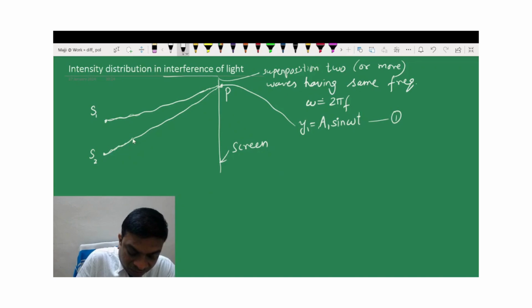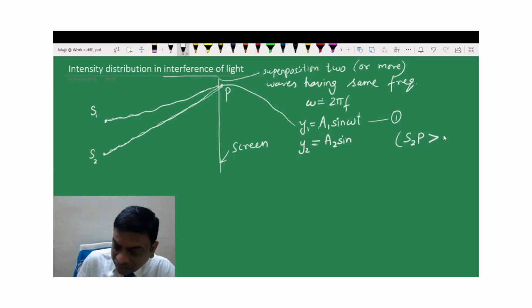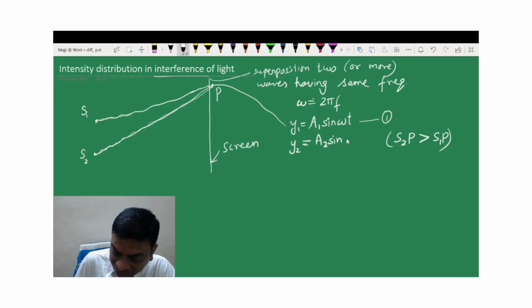Similarly, the light wave coming from source S2, as soon as it reaches here, there will be a phase difference between the first and the second waves. Because as you can see, the length S1P is not equal to length S2P. So length S2P clearly is greater than S1P. Here, as per the figure, it can be equal also, but in the figure it is not equal. So in such a case, there will be a phase difference between them.